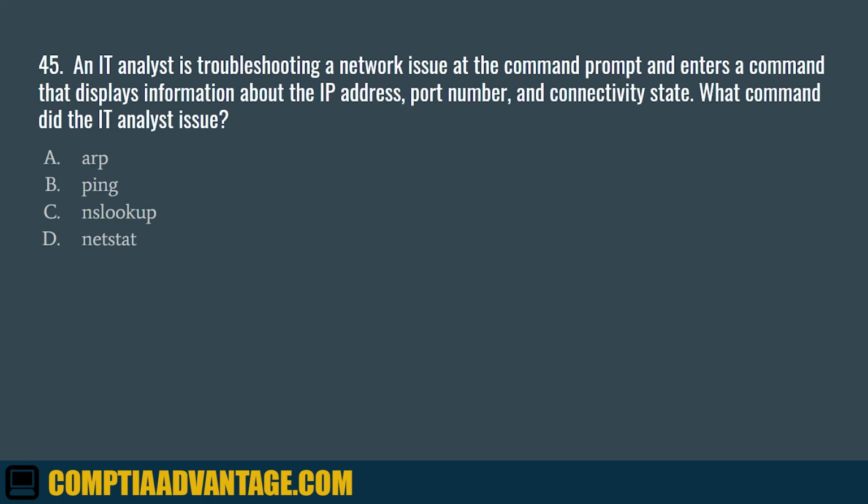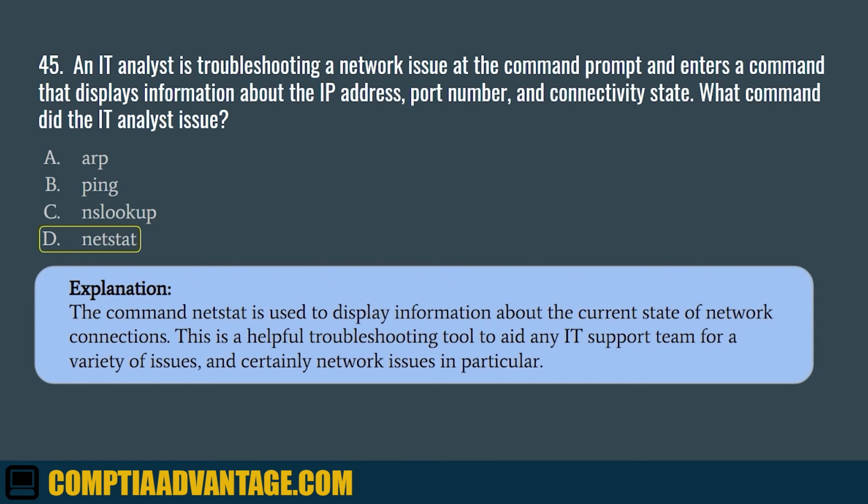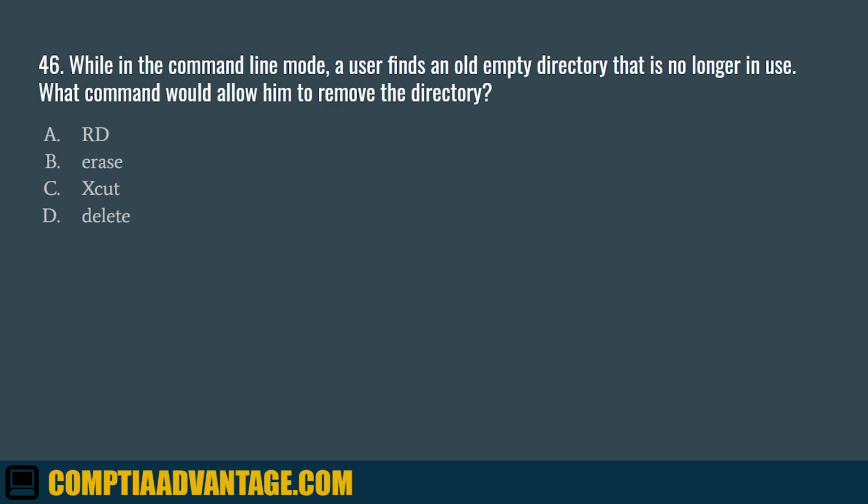A. ARP, B. Ping, C. NSLOOKUP, D. Netstat. The correct answer is D. Netstat. The command netstat is used to display information about the current state of network connections. This is a helpful troubleshooting tool to aid any IT support team for a variety of issues, and certainly network issues in particular.